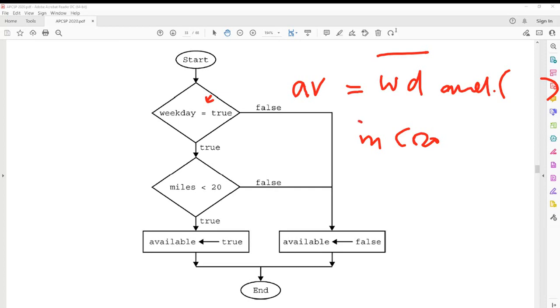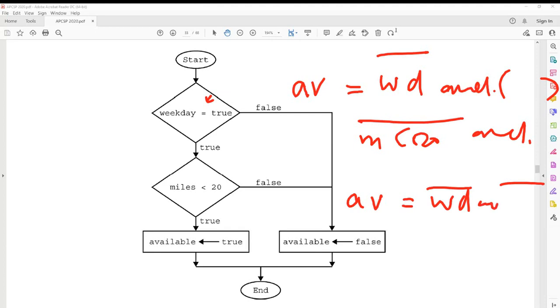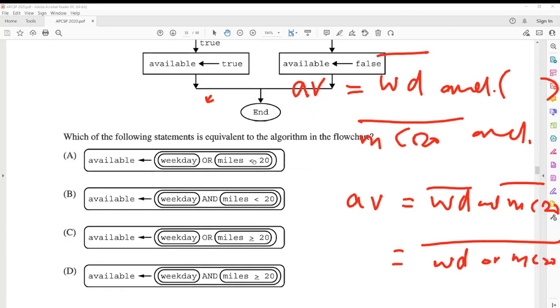So this one is, again, it's bar and the third condition. The third condition, it will be true. So availability, I think, would be equal to not weekday and not mile less than 20. It is equivalent to not weekday or mile less than 20, using the De Morgan theorem. So let's look at it. Okay, so this one we only have an AND.